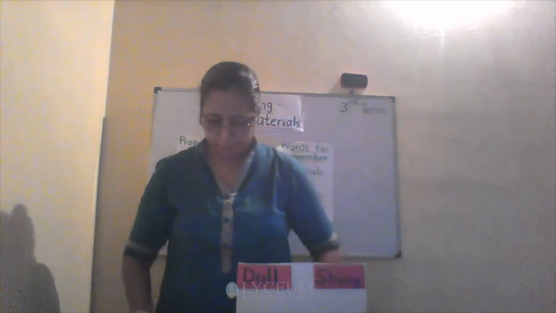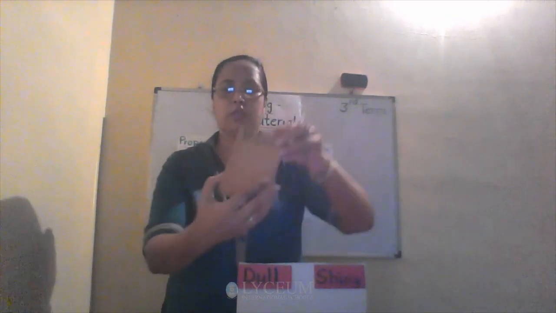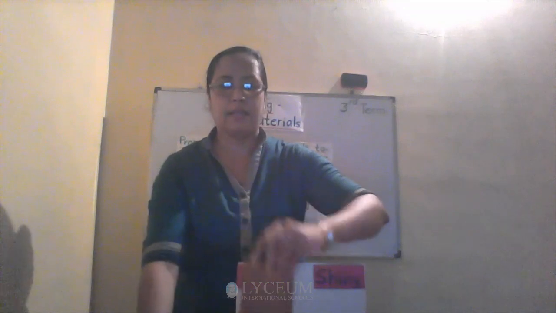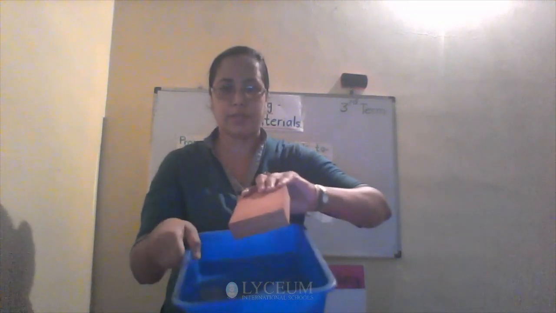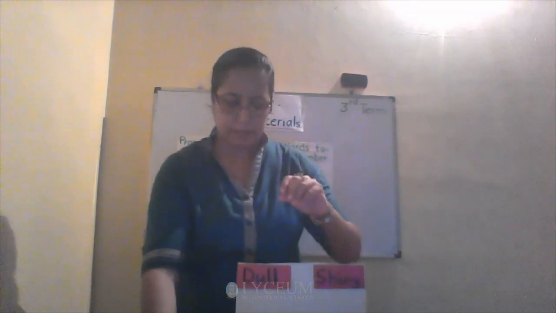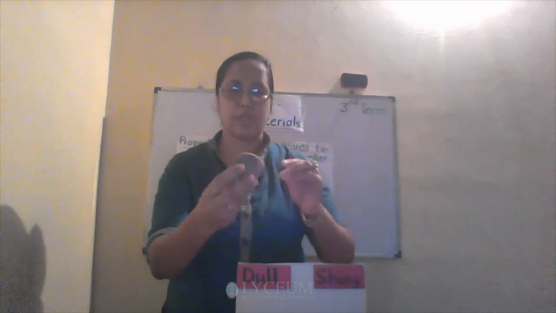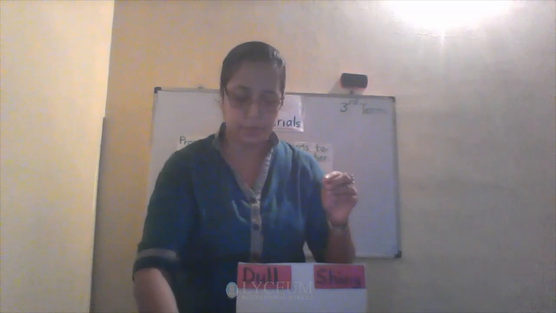Then what about this block of wood or piece of wood? Does this shine? No, right? So it's dull. So let me place it under dull over here. So I will use this blue tray to place them. Then what about this stone? Doesn't shine, right? So I can leave it over here.